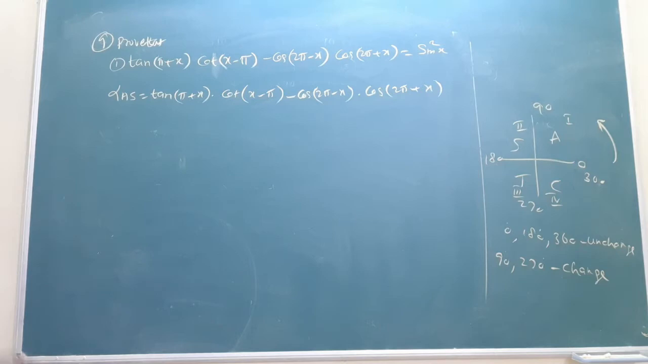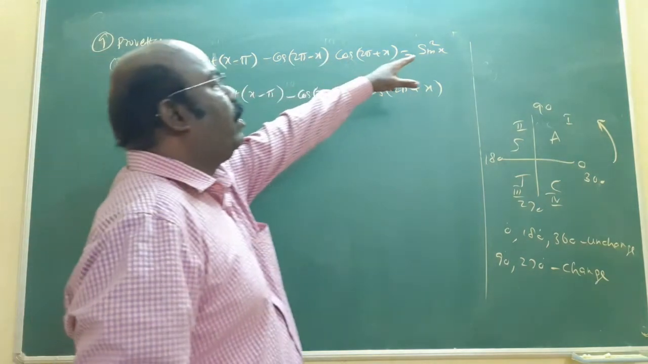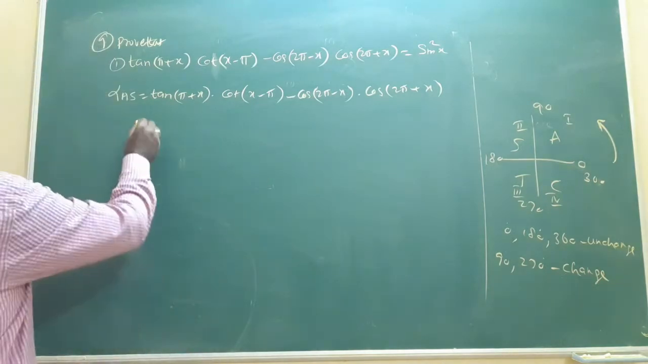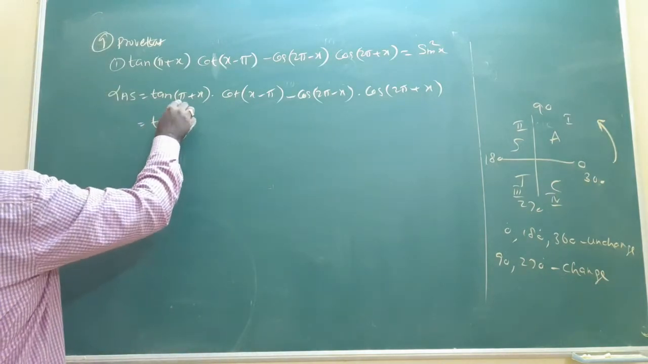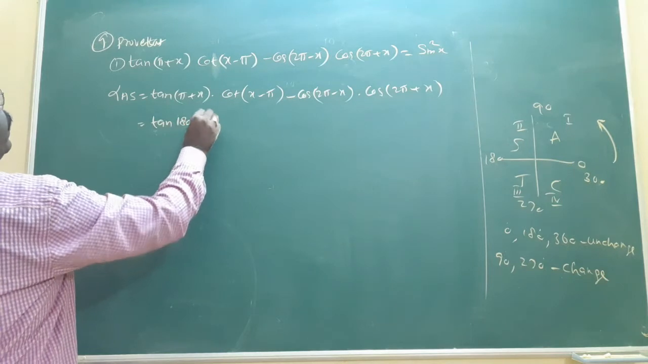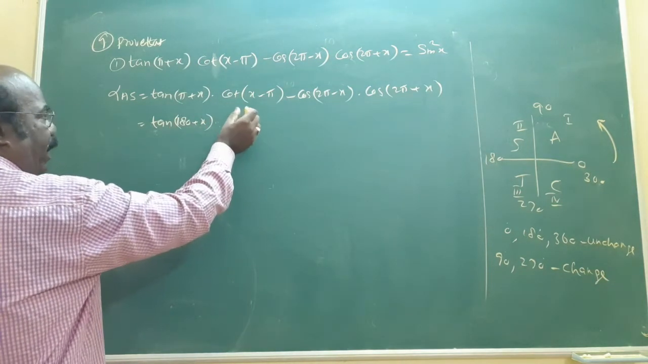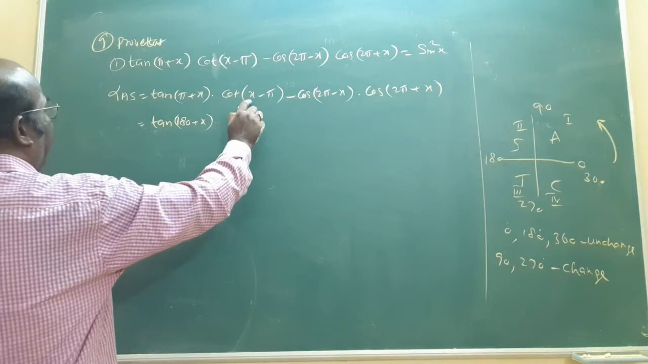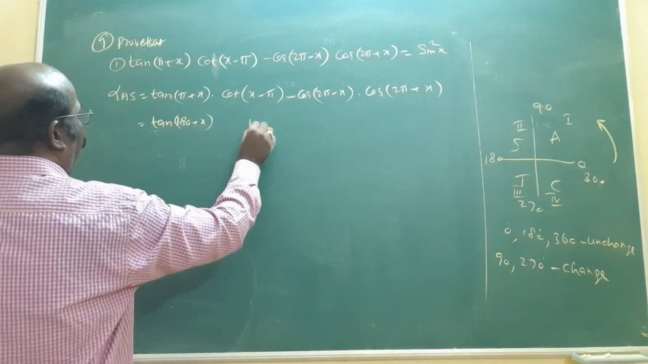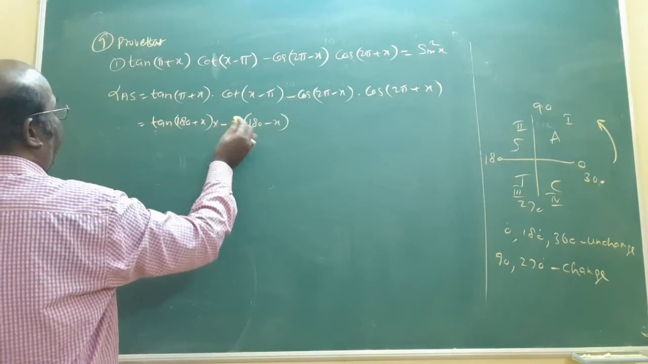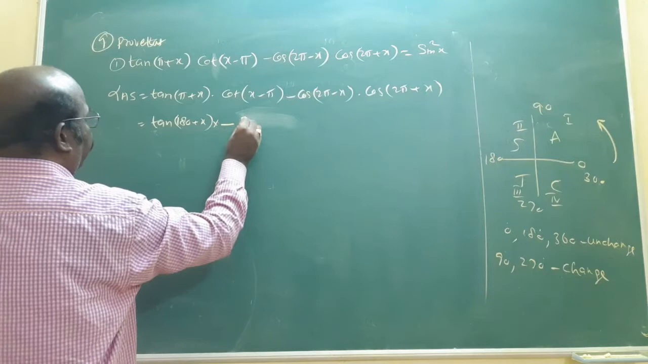Ninth, first subdivision. Prove that this is equal to sin square x. Now start with the LHS. Now the tan, the pi is what? 180 plus x. Am I right? You want the angle in terms of the first side. X minus pi can be written as 180 minus x. Here minus will come.